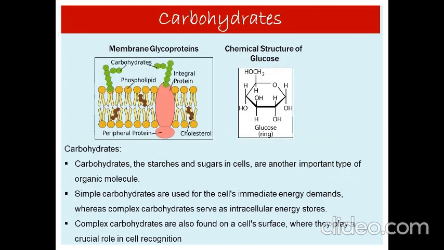Next, we will see another class of chemical compounds, that is carbohydrate. What is its role in the cellular environment? Carbohydrates, the starches and the sugars in cells, are another important type of organic molecule. Simple carbohydrates are used for cells' immediate energy demands, whereas complex carbohydrates serve as intracellular energy stores. Complex carbohydrates are also found on a cell's surface, where they play a crucial role in cellular recognition.